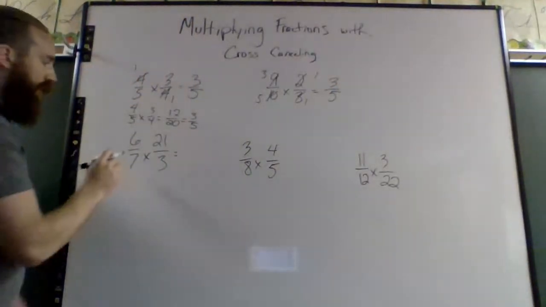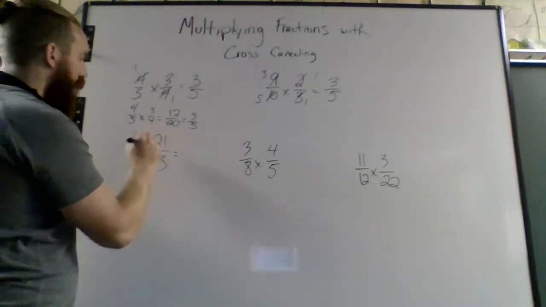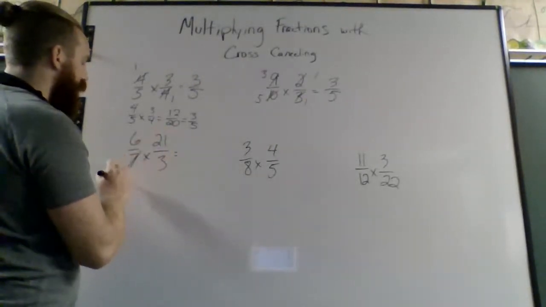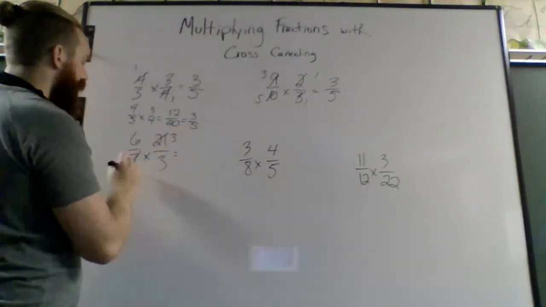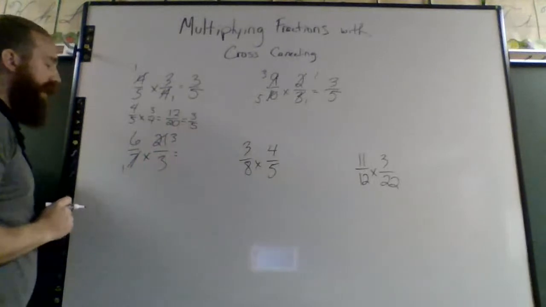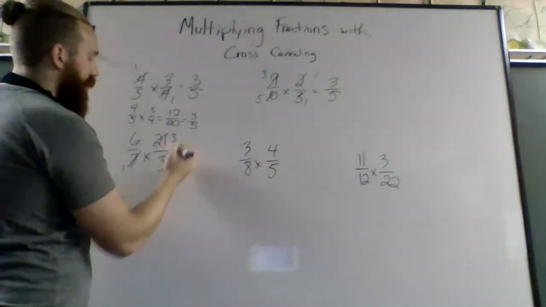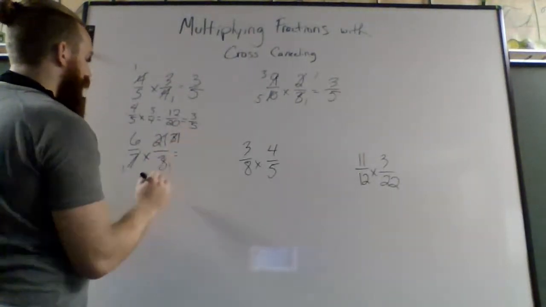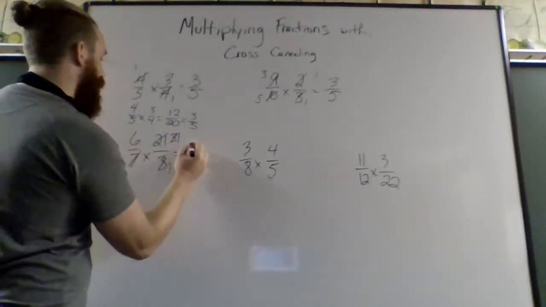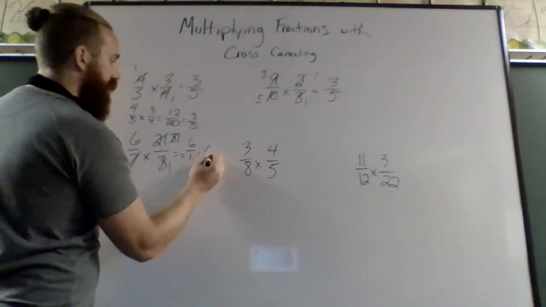Okay, let's do a couple more. We have 6/7 times 21/3. Well, 21 and 7, I know 7 goes into 21 3 times, and 7 goes into 7 once. So we can automatically cancel those off. Now look here, we have 3/3. That cancels to 1/1. So we would end up with 6/1, or when you reduce it, just 6.